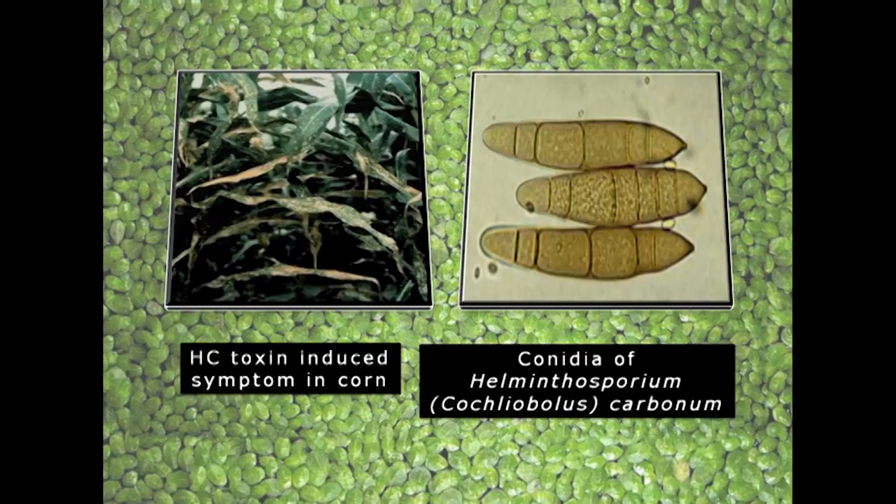Coming to the next important toxin, which is host specific, we call it Helminthosporium or Cochliobolus carbonum. In other words, it is called HC toxin, which is causing the common leaf spot disease of maize. This is how the leaf spot occurs in maize, and the maize leaves are dead. And this is the conidia of this particular Helminthosporium carbonum.